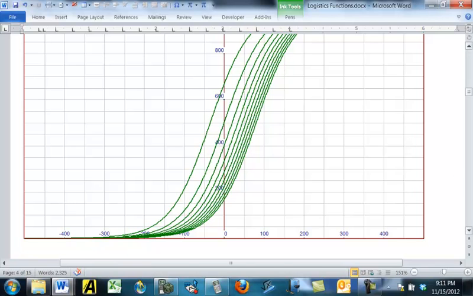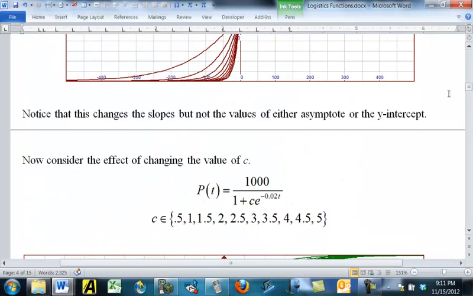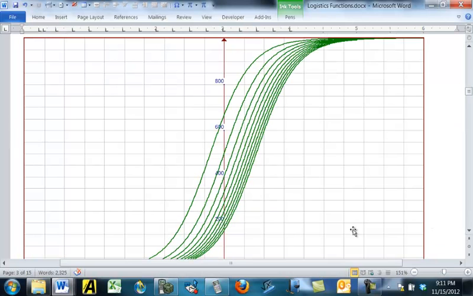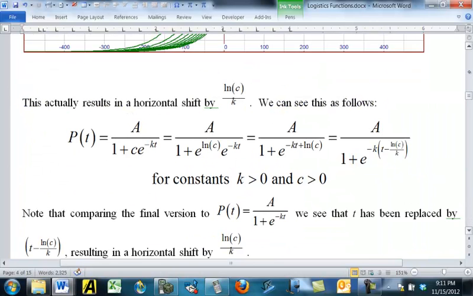Okay? But not by the amount of c. See, I've got c's going up by 0.5, but the shifts are not all the same amount. Well, it turns out it's a shift by log of c over k. And we can prove this because we know what makes a horizontal shift.